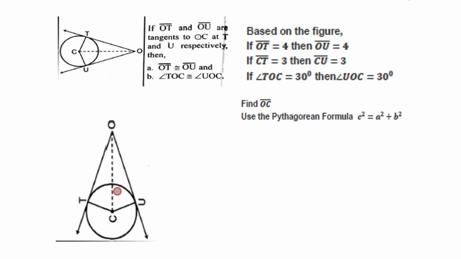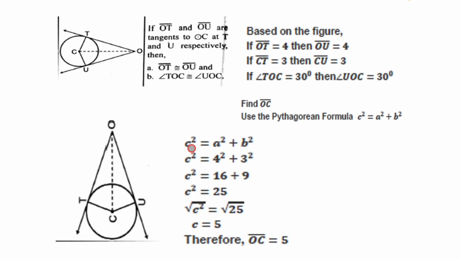So magkakaroon tayo dito, andito yung perpendicularity. Andito rin yung perpendicularity. So since dito yung perpendicularity, andito yung 90 degrees. So yung kaharap ng 90 degrees ay hypotenuse. So ito siya, ito yung magiging hypotenuse natin, kasi andito yung 90 degrees.